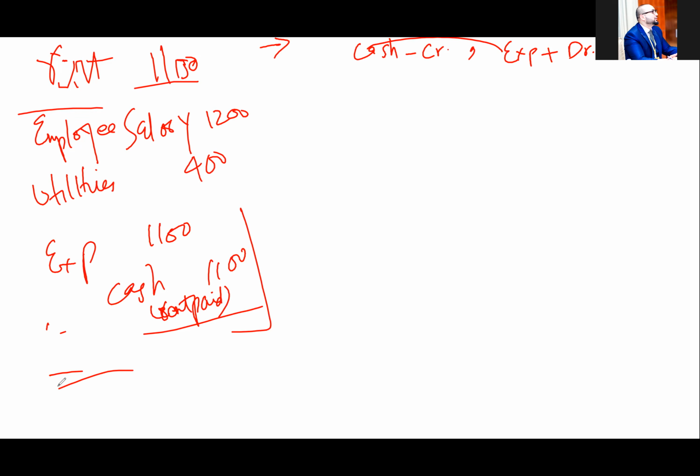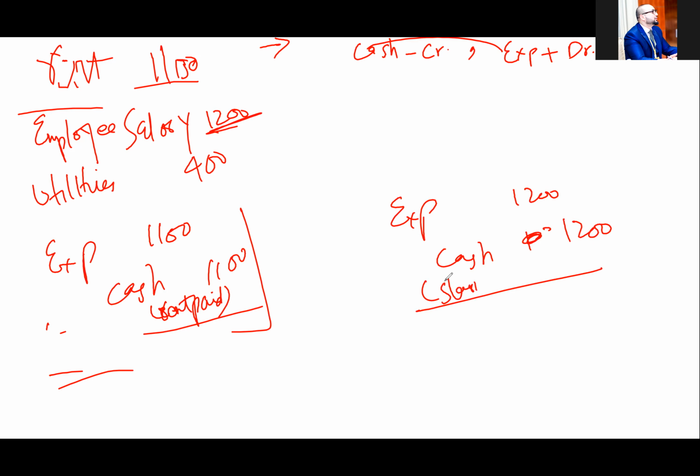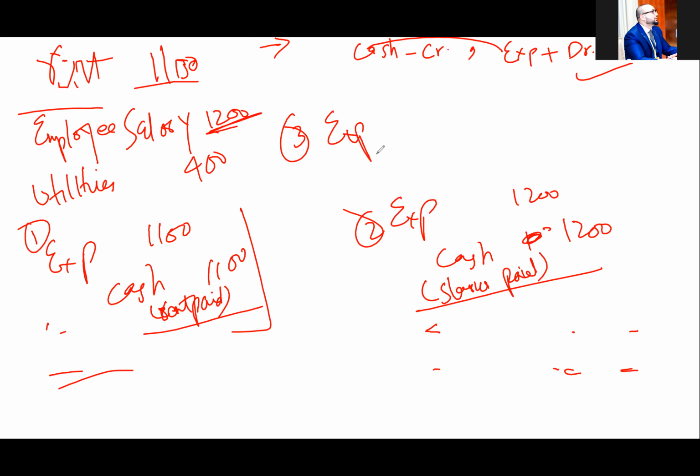Second would be salary. So similarly, cash is decreasing. So the entry would be expense to cash, 1200 to 1200, and you write it down here, salaries paid. The third entry would be utility expense. Same concept here, cash decrease. So here expense to cash, 400, and that is utility paid. This is the third one, this is the second one, this is the first one.